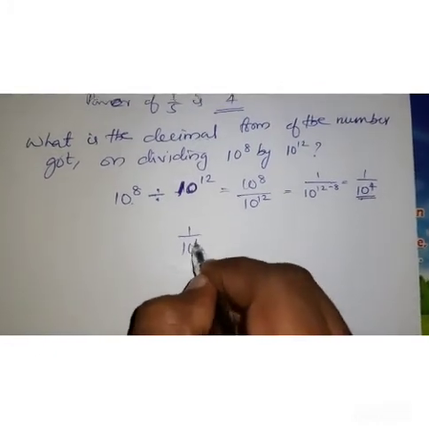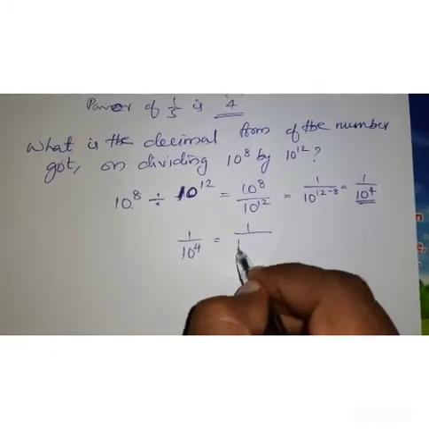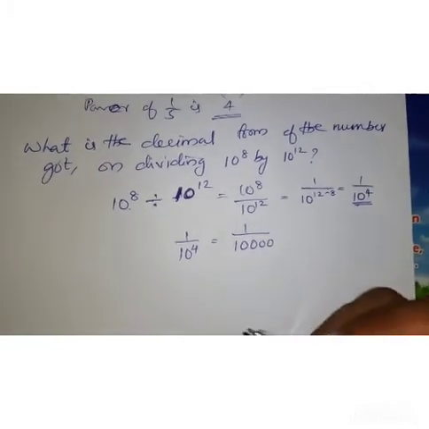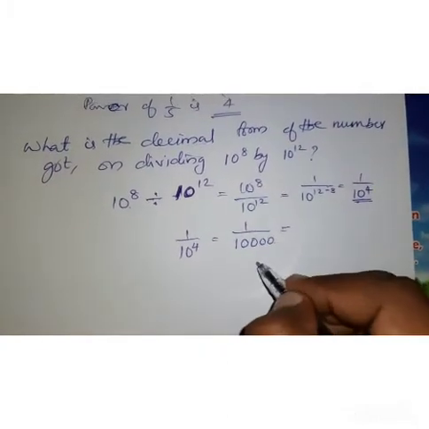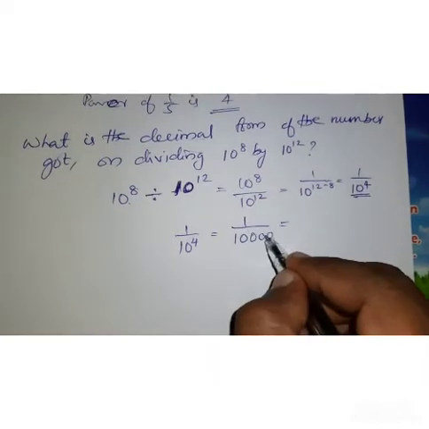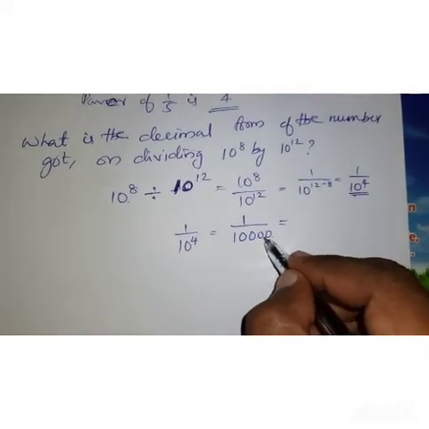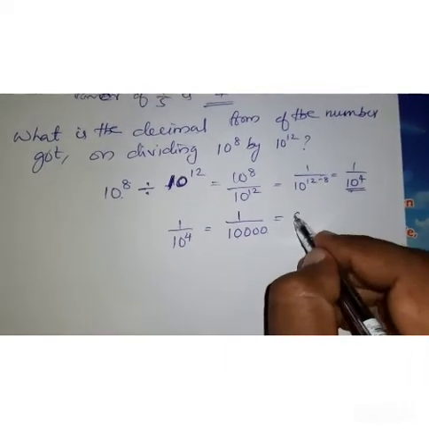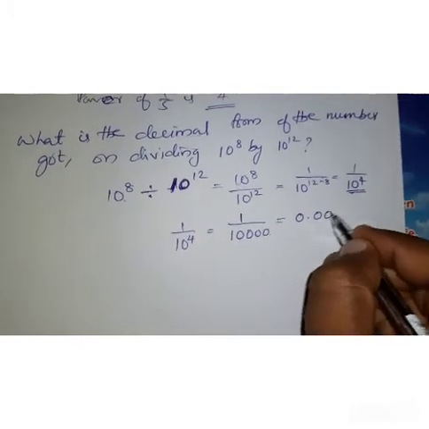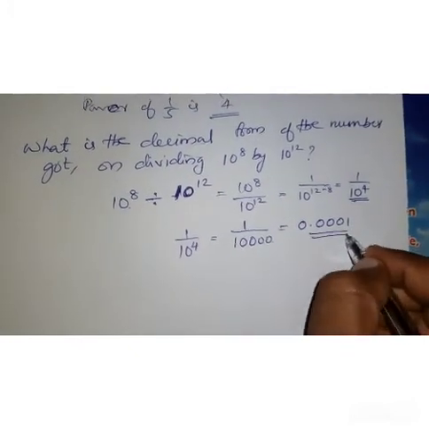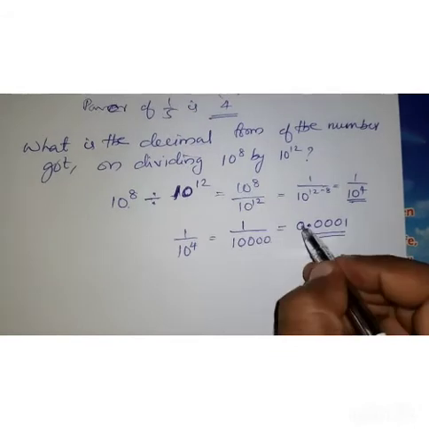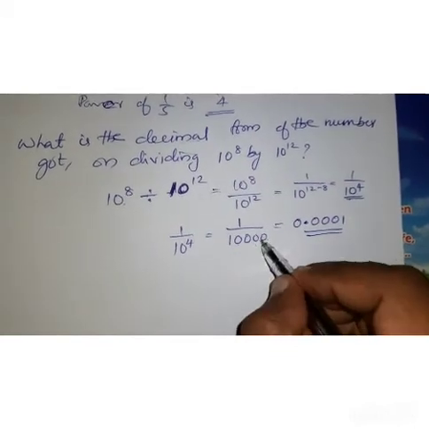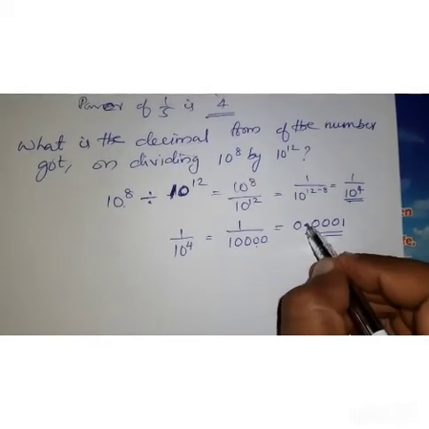1 by 10 raised to 4 means 1 divided by 10,000. What is the decimal form of this? How many zeros are there? 4 zeros. So 0.0001 is the answer. 1 divided by 10,000 has 4 zeros. 1, 2, 3, 4 decimal places are there.